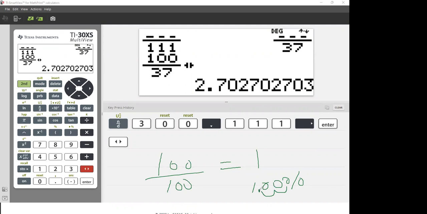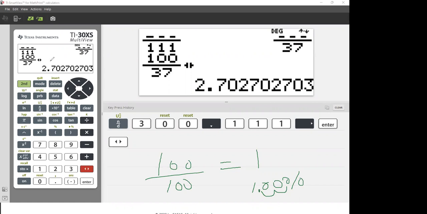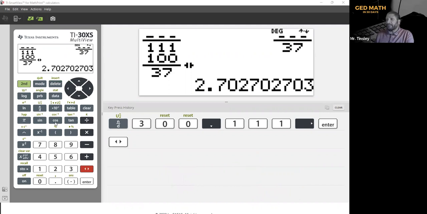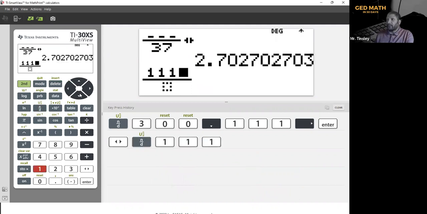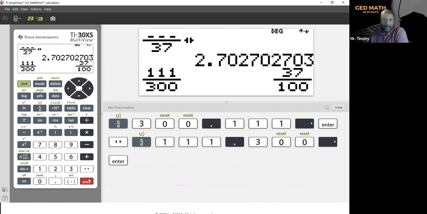Yes. That's the basics that you need to know. You need to know percent is out of 100. So 100 of all of something is 100%, which is the whole number one. So if you get an answer that's 2.7, well, it can't be. That's 270%. That can't be right. You know what? Let me try the other way. 111 over 300. That makes a lot more sense. Knowing what's expected is also part of doing well in math.